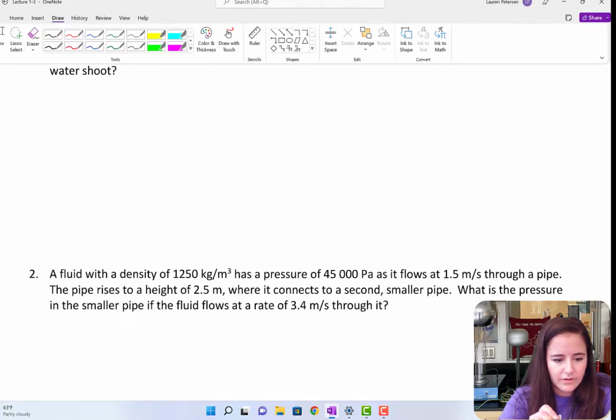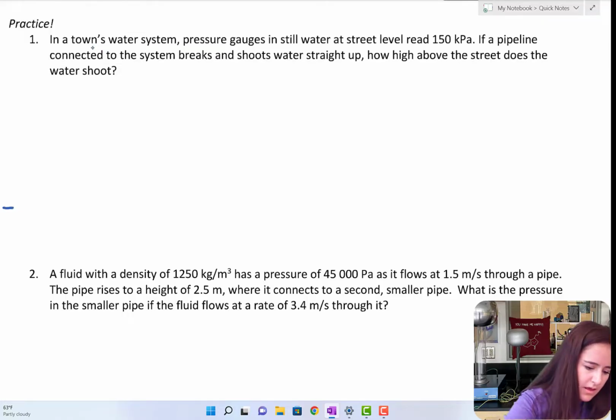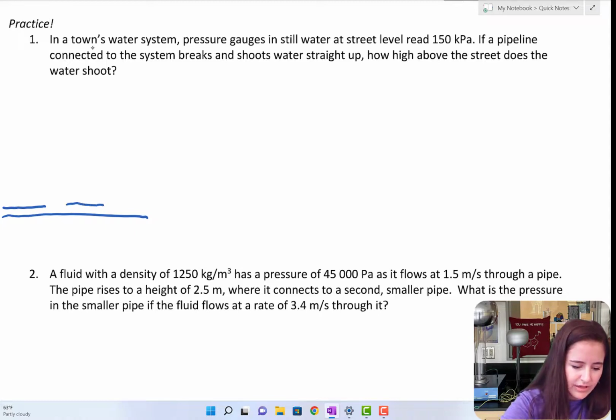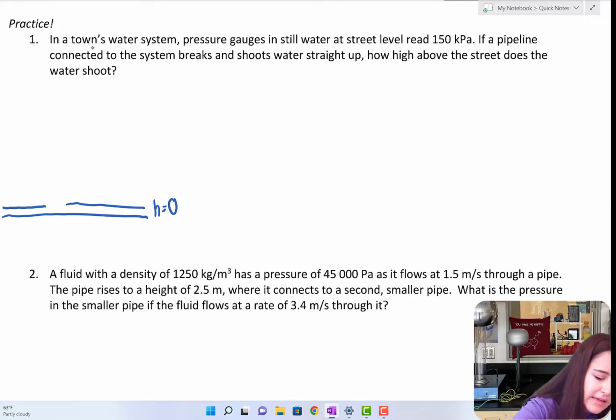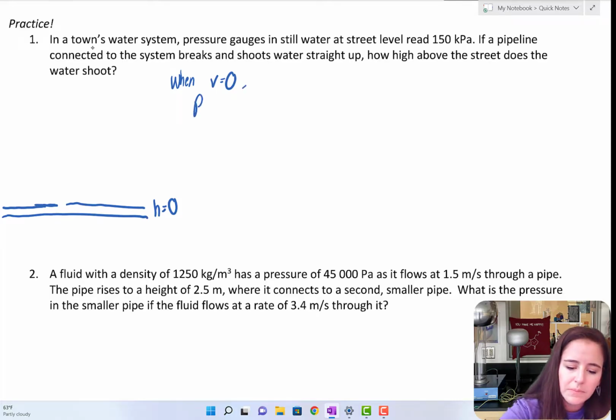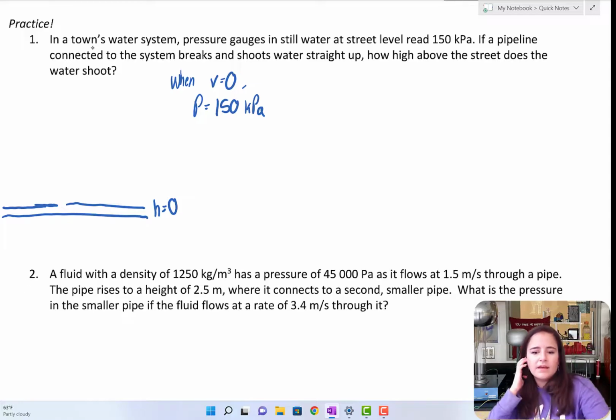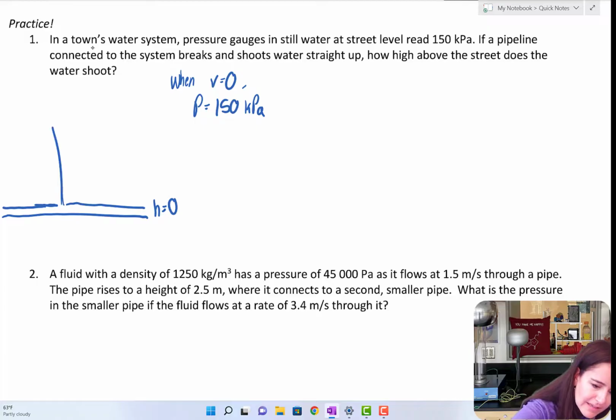We have a pipe, and it's at street level, so we'll just say height of the pipe equals 0. And then in still water, when V equals 0, the pressure is 150 kPa. But then the pipe breaks and shoots water straight up.